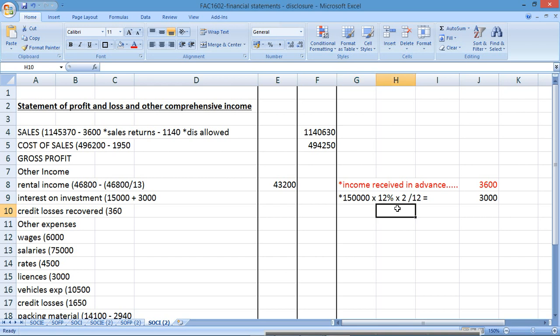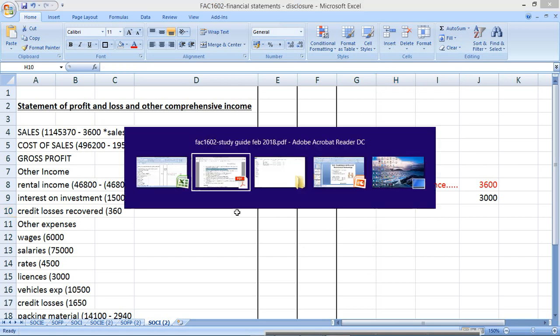We can check it. 150,000 times 12%, because that's the whole year. That's 18,000. That makes sense, because that's how much they should have received for the whole year. Right, keep going.